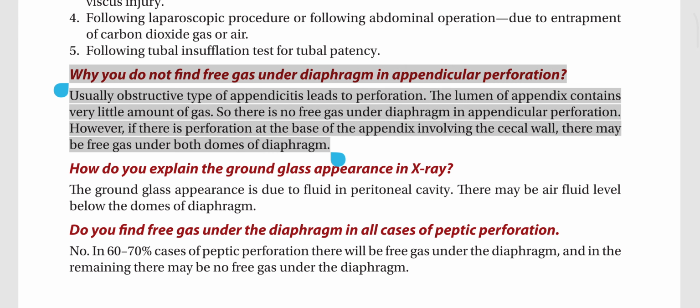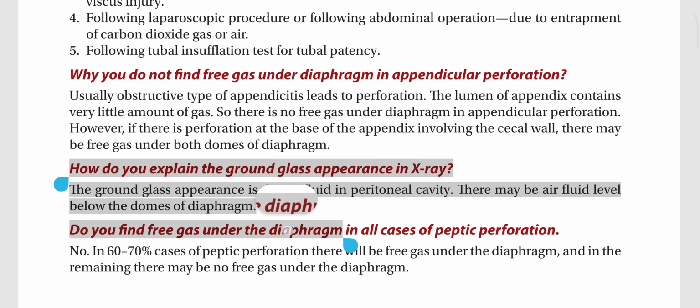Why do you not find free gas under diaphragm in appendicular perforation? Usually obstructive type of appendicitis leads to perforation. The lumen of appendix contains very little amount of gas, so there is no free gas under diaphragm in appendicular perforation. However, if there is perforation at the base of the appendix involving the cecal wall, there may be free gas under both domes of diaphragm.